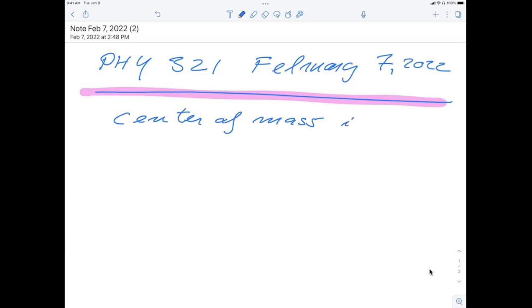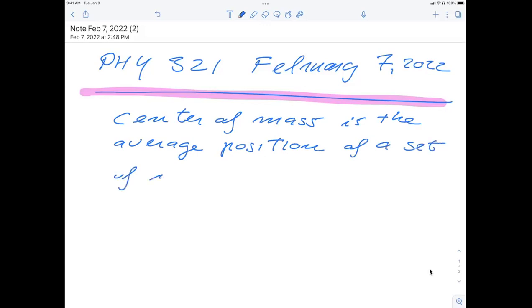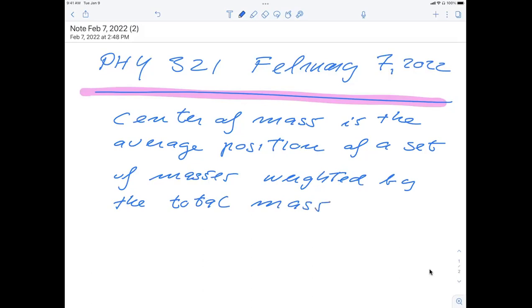So the central mass is simply the position, or the average position, of a set of masses, and this is weighted by the total mass. And it's a very useful quantity, as you will see later. So the total mass m is simply the sum of all the individual masses of all the objects which are present.